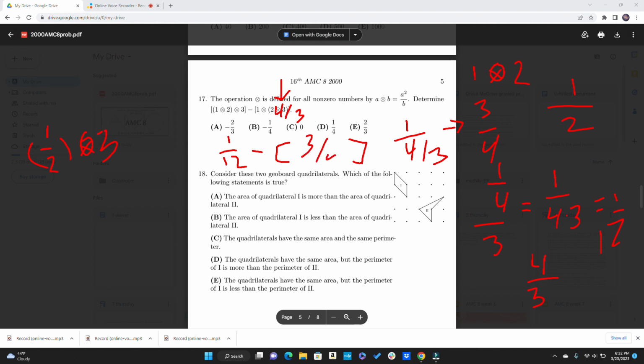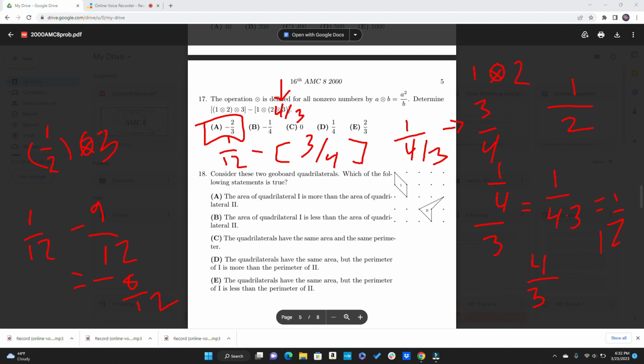What does that equal? Well, to subtract, we need common denominators. 1/12 minus 9/12 gives us negative 8/12, and we can simplify that to be negative 2/3. Good job. All right.